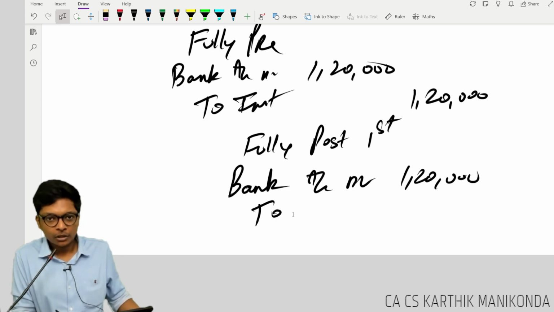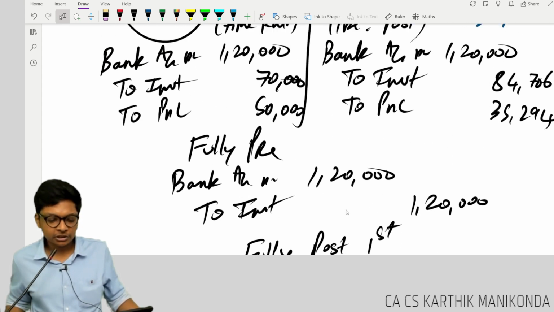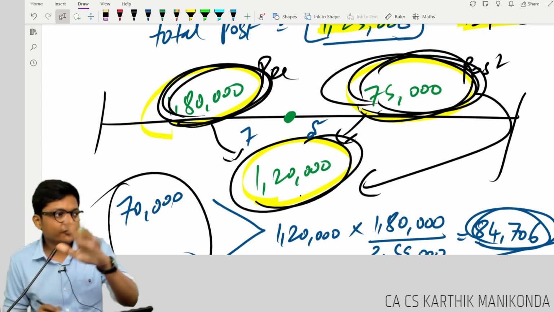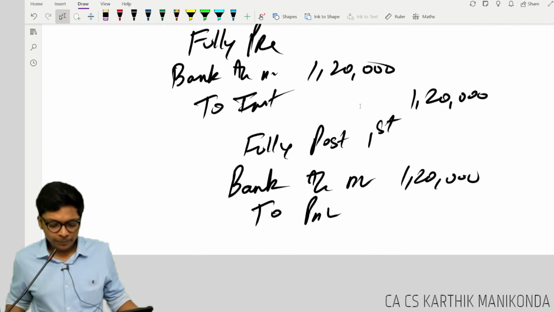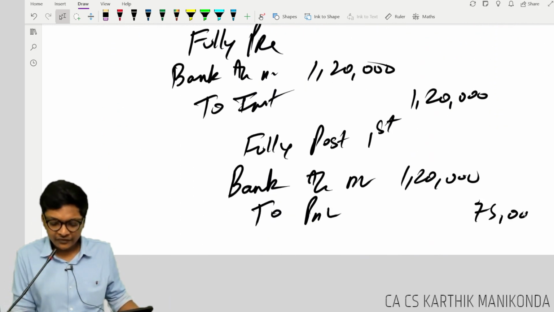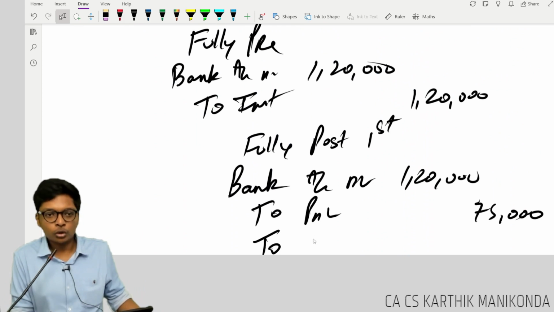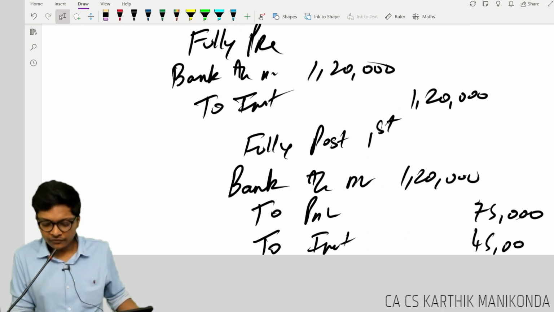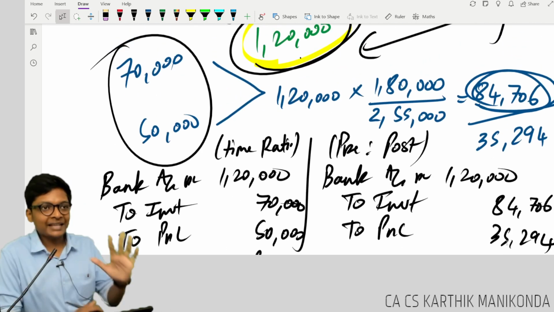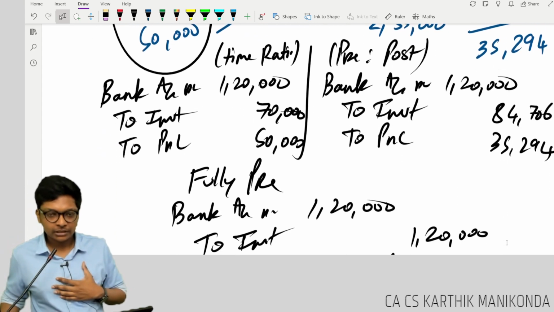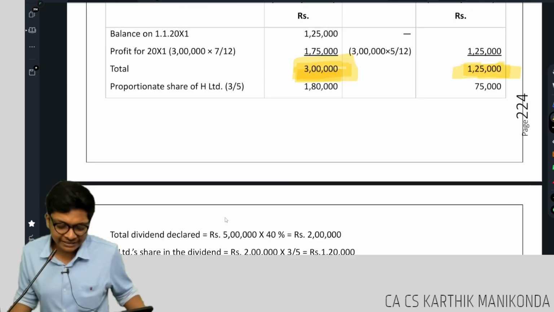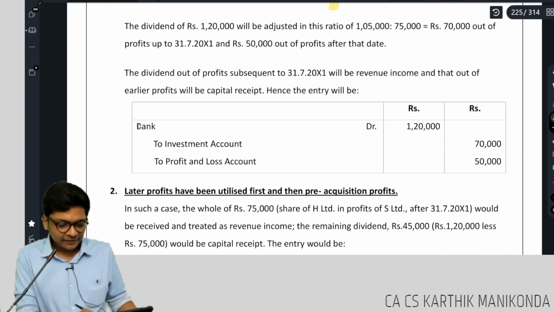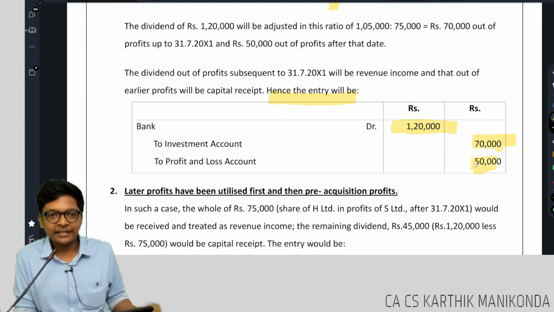First P&L, fully post to P&L, how much? 75,000 fully. Correct. So 2 P&L, 75,000. 2 investments, the balance 45,000. That means 4 answers are possible. Are you understanding, guys? See, in the book they would have taken mostly time ratio for this question. They have taken what, guys? Look at this. Time ratio 1,20,000, 70 and 50.